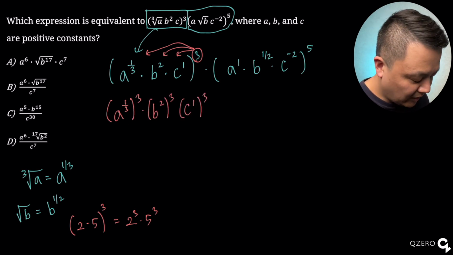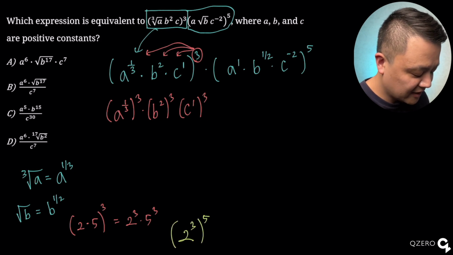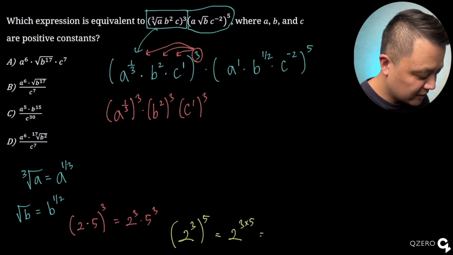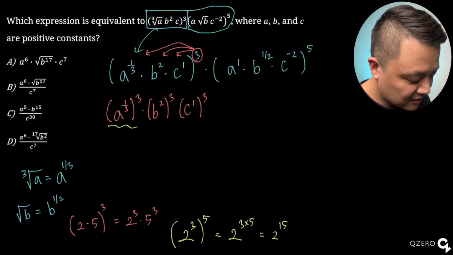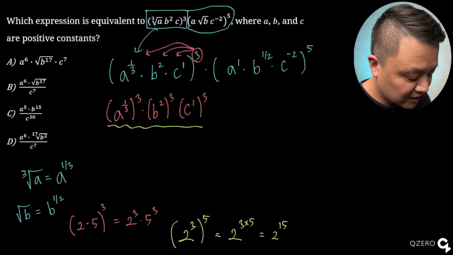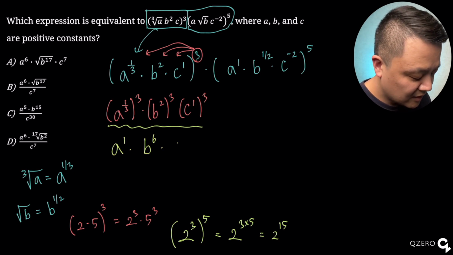And whenever you have a number powered and powered again, you can combine those two powers by making a product. These expressions here are simply a to the power of 1 and b to the power of 6 and c to the power of 3.